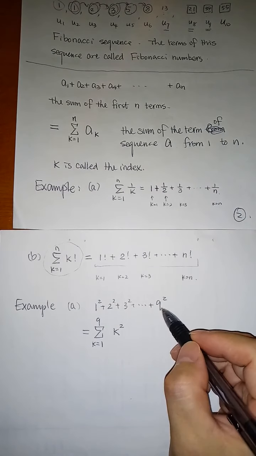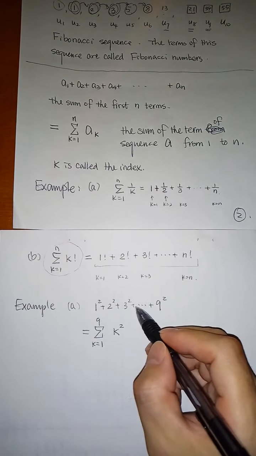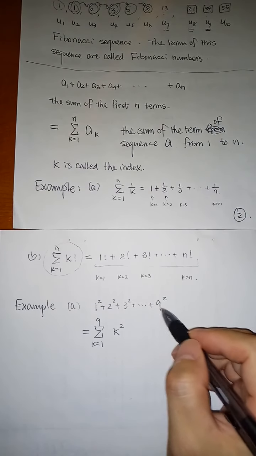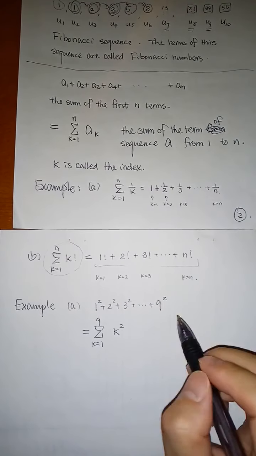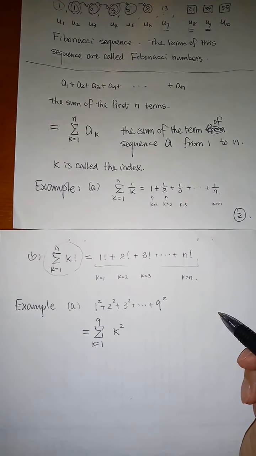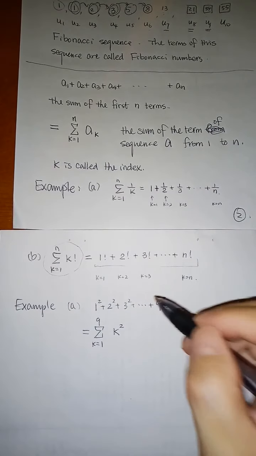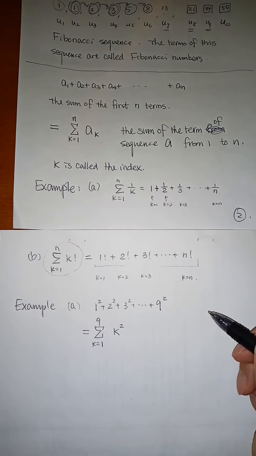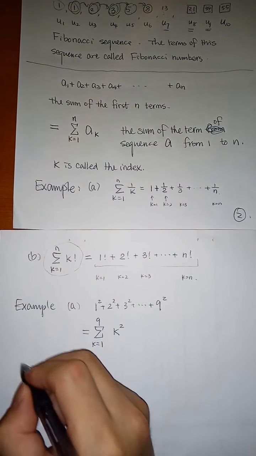And here we only write 9 squares. We already use dot dot. If I put here 100 square, definitely you will use dot dot dot. You will not copy 1 square, 2 square, 3 square, 4 square, 5 square, 6 square, 7 square, 8 square, 9 square, 10 square, up to 100 square. You spend your whole exam time on the writing. That is not what we want.